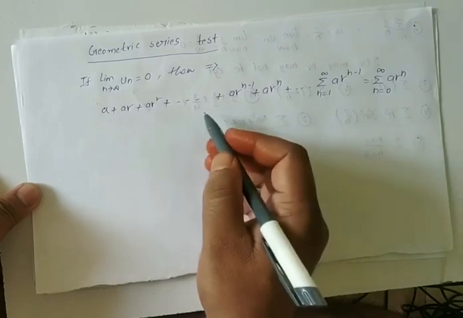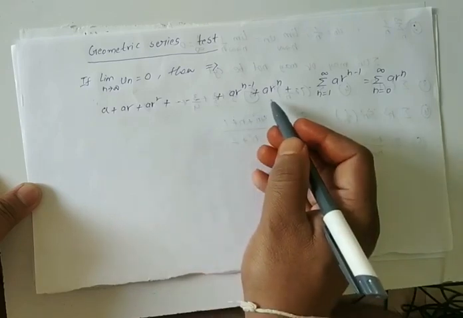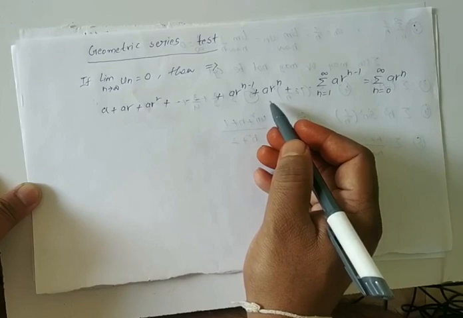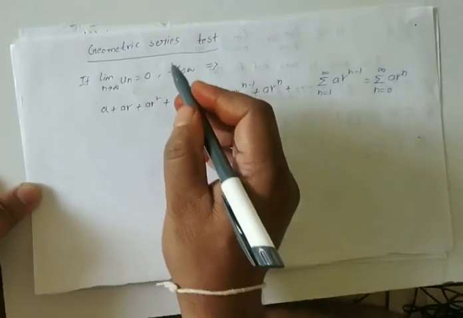Here small a and small r are constants. Here a is called the first term of the series and r is called the common ratio of the series. Now let us see when we can say that this series is convergent or divergent.